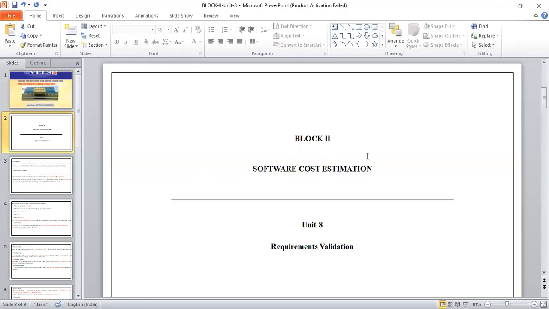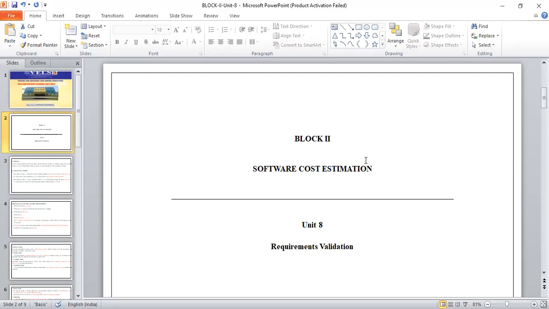Today we are going to see block 2. In block 2, we are going to see unit 8, that is requirements validation. In the previous units, we saw how to gather the requirements from the client and the customer, and then we saw the requirements elicitation techniques. That is, different types of techniques are available to gather the information, and then we produce the SRS, the software requirement specification document.